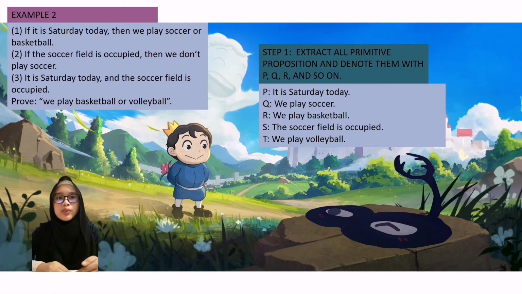Step 1. Extract all primitive propositions and denote them with P, Q, R and so on. A primitive proposition is a statement where no logical operator exists. So P, it is Saturday today. Q, we play soccer. R, we play basketball. S, the soccer field is occupied. And T, we play volleyball.